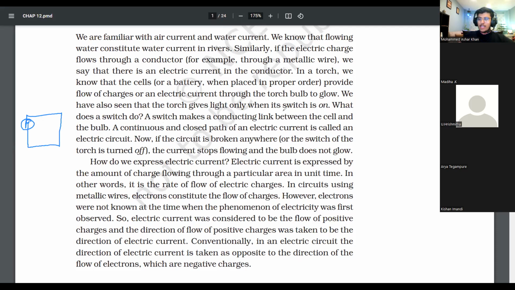So essentially, a closed path basically means that there are no breaks in the path, which means that there's no open spaces. So current only flows when there is contact between every surface. When you join two metal wires, that's why current flows, because electrons from here can move to electrons from here.